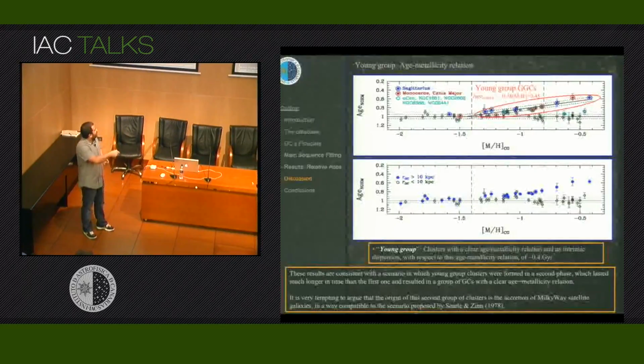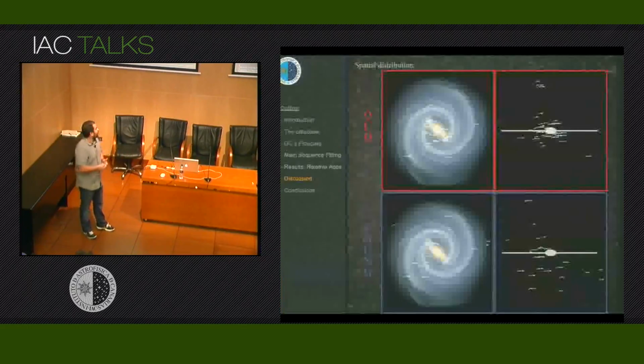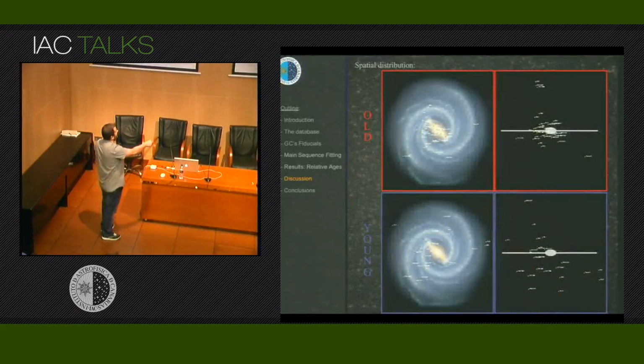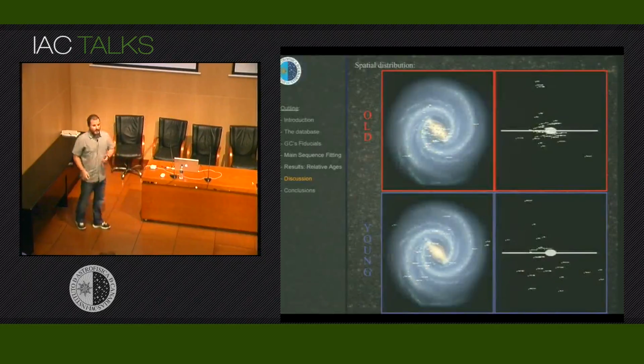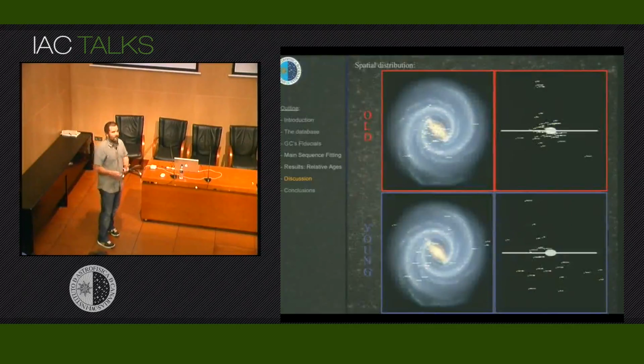Both populations also have different spatial distributions. Let me show you the spatial distribution of the populations. I'm showing here the old population, which is much more concentrated, and the young population, which is more extended. So I think it's clear that there are two groups of globular clusters with a different formation process.